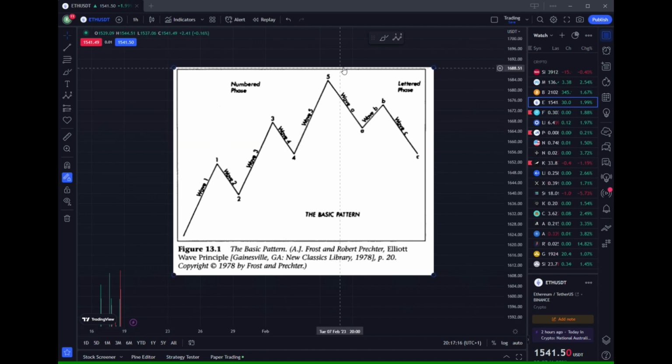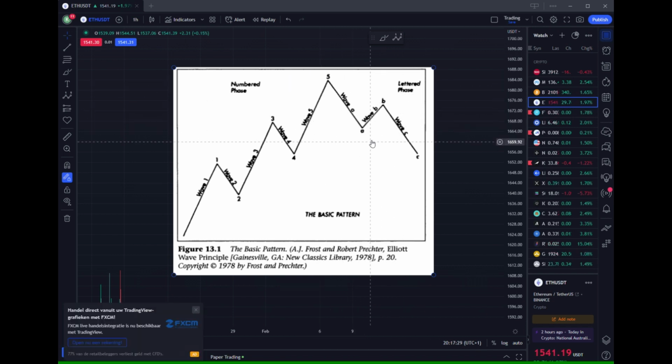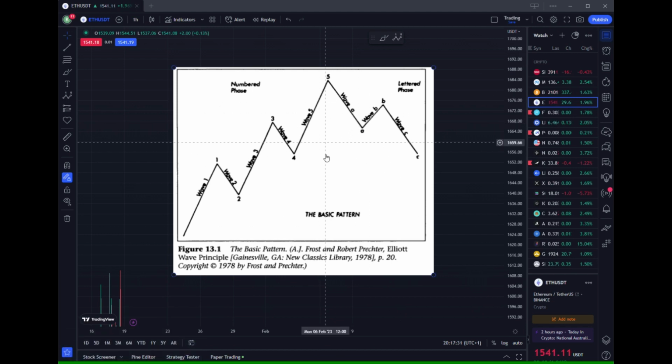Normally we'll have a 5-wave move to the upside, and then ABC, which is going to be 3 waves to the downside. This can also happen in a bearish market, then it will be 5 to the downside and 3 to the upside. And most of the time this part is called a correction. So it really depends on what you're looking at. But right now we are looking at it from a bullish perspective.